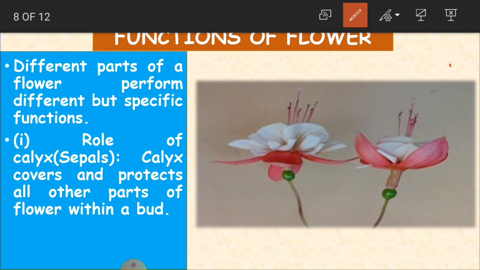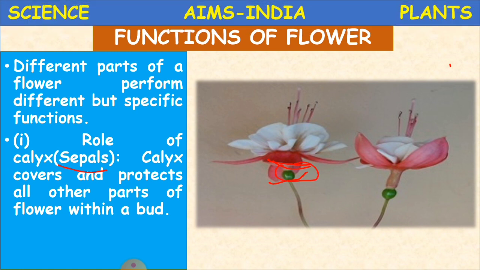Calyx is nothing but sepals, okay children, and this calyx covers and protects all other parts of the flower within a bud. So here you can see this part, the sepals. What does it do? It is going to cover and protect all other parts of the flower within a bud, okay. So this is the role of the calyx.